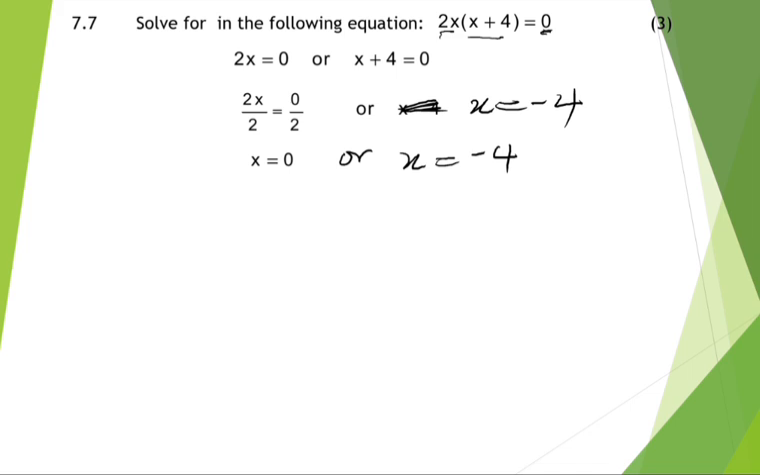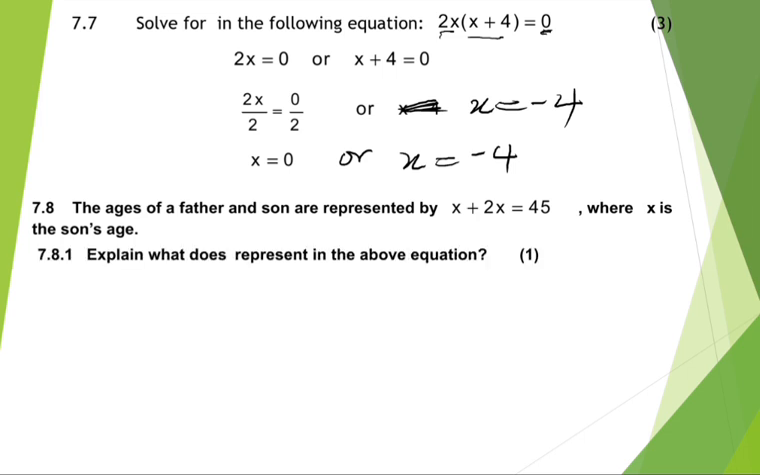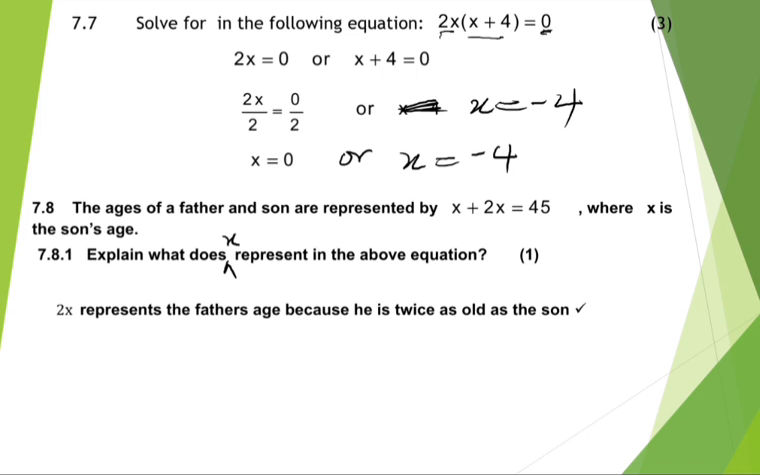And then we move on to the right. The ages of a father and a son are represented by x plus 2x is equal to 45, where x is the son's age. Explain what 2x represents in the above equation. So 2x represents the father's age. He is twice as old as the son.